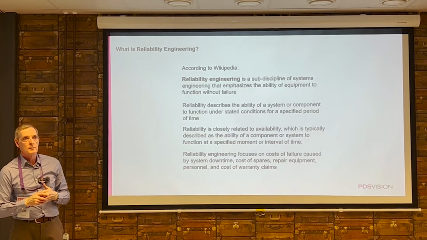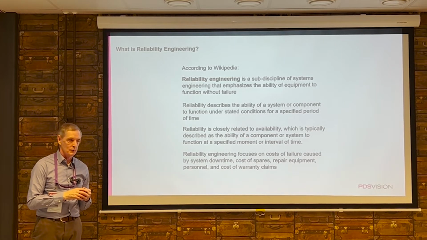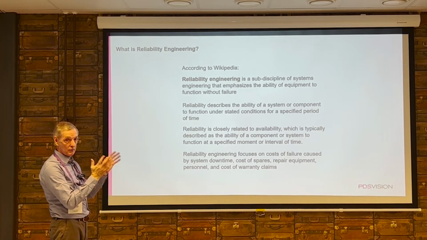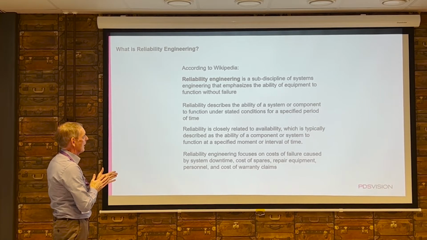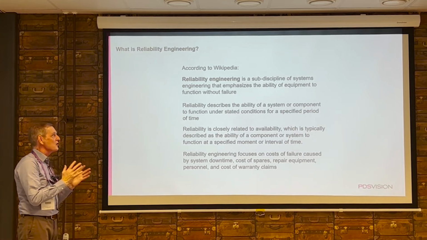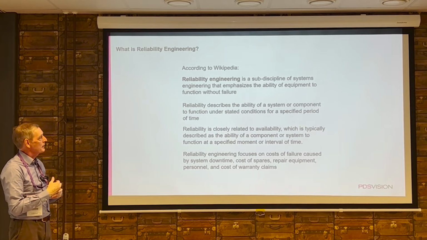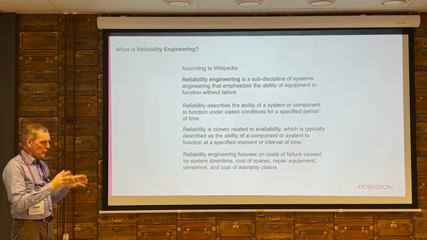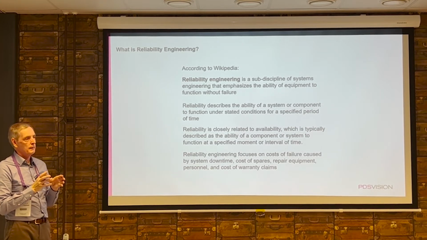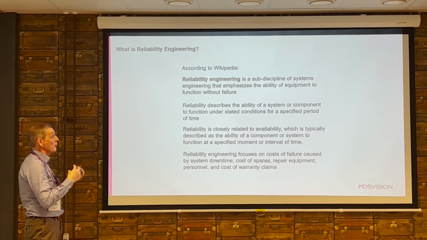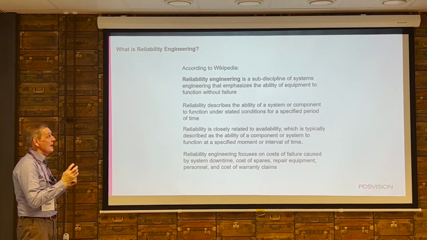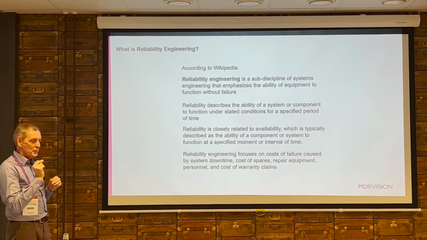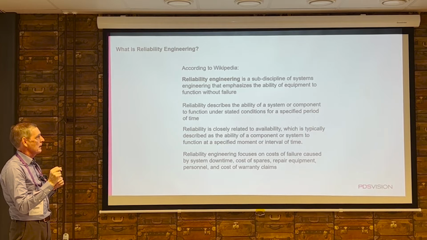Unfortunately, reliability isn't the most exciting of subjects. It's a very dry subject. There aren't very good pictures. So a few words, and I'll try and keep them as brief as possible. Reliability engineering is the subdiscipline of systems engineering that ensures that the equipment or the product we're talking about is going to function without failure. And reliability is the ability of that system to work under stated conditions for a specific time period.